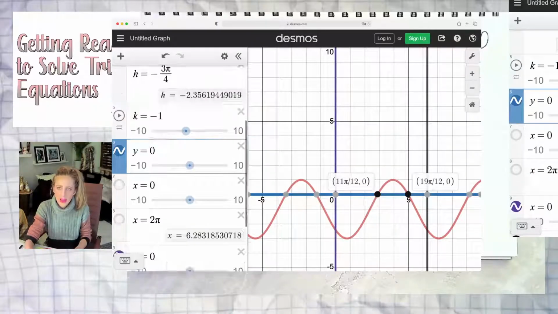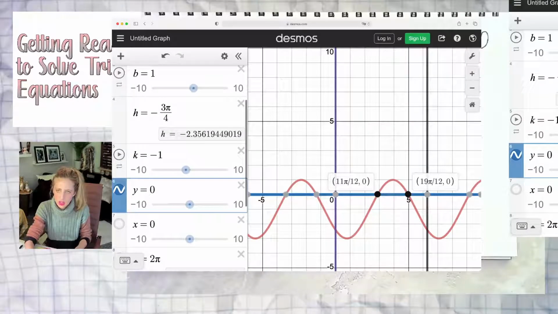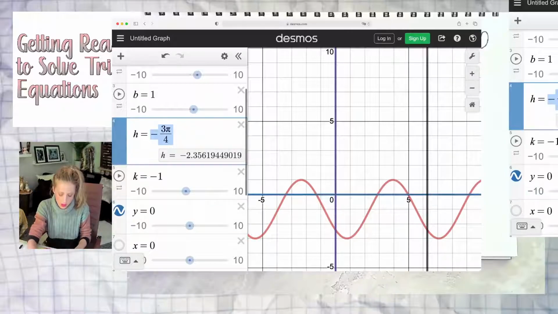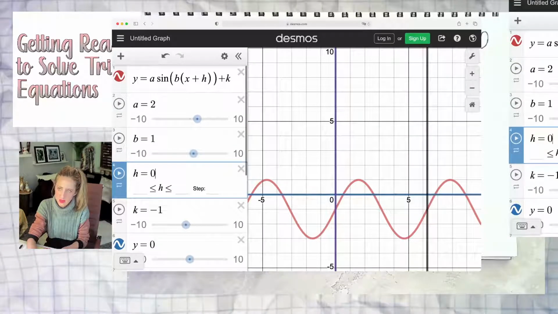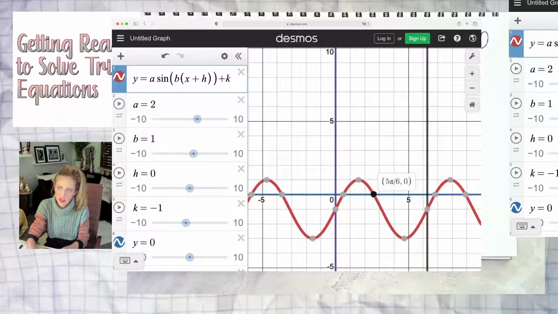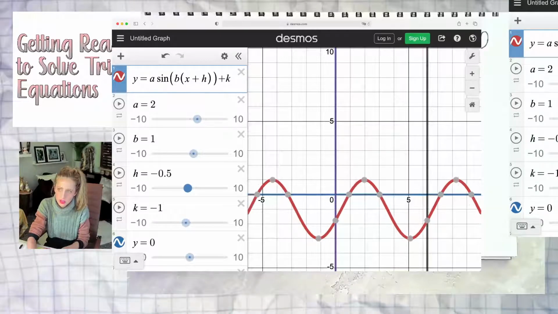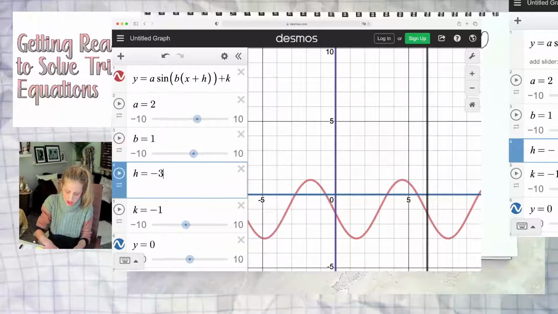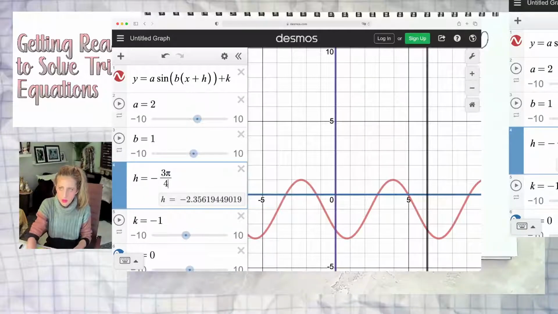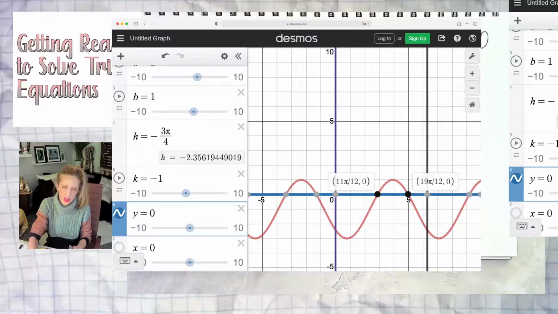But if I move it back and I shift h, instead of going to this, I moved it to the right. 3 pi over 4. If I put it back to 0 and I put k still negative 1, everything else is the same. Well, now when does it equal that? At 5 pi over 6 and pi over 6. But when my h moved to the right until I hit negative 3 pi over 4, it moved and moved until my answers were two different answers. So I want to spend time going over that with everybody in class. So that's why I don't stress out about it.